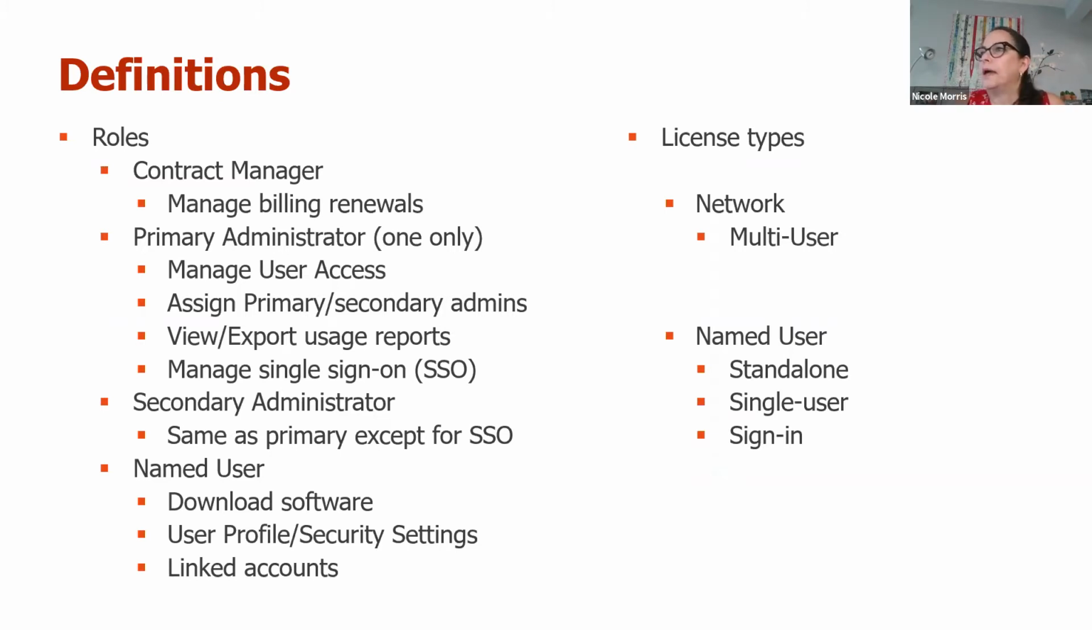The primary admin and the secondary admin are the administrator roles on the account portal. They are basically the same, except for a couple of differences. One is that you can only have one primary admin. By default, it's the contract manager, but it doesn't have to stay that way. You can change that yourself on the portal, and I'll show you where that is.